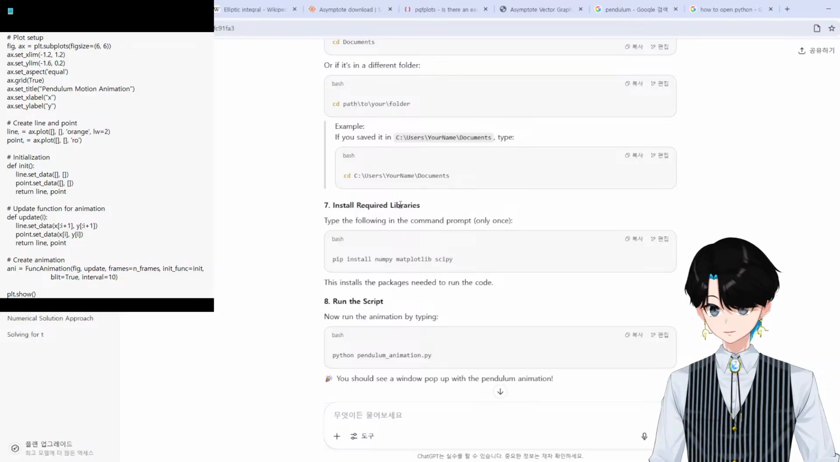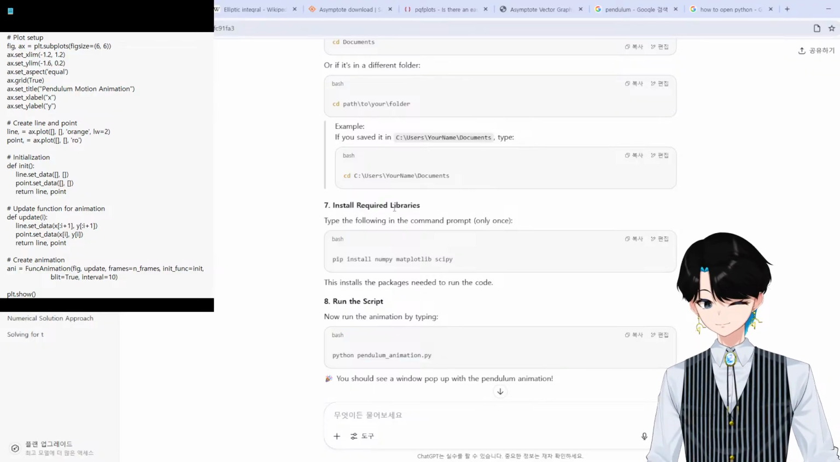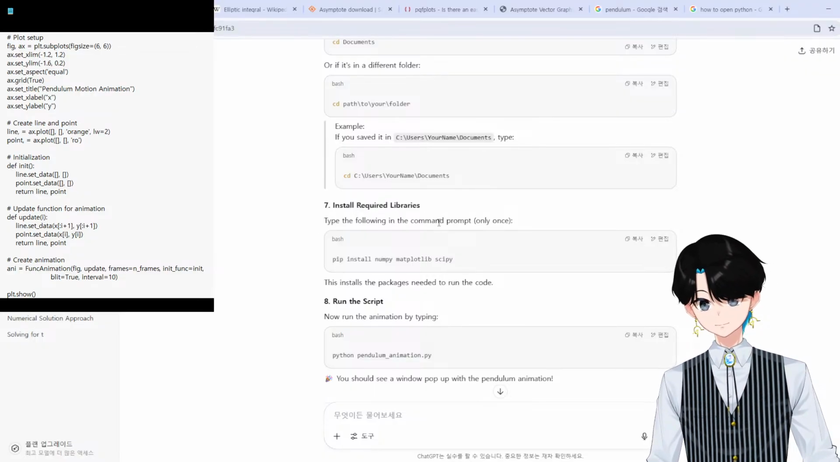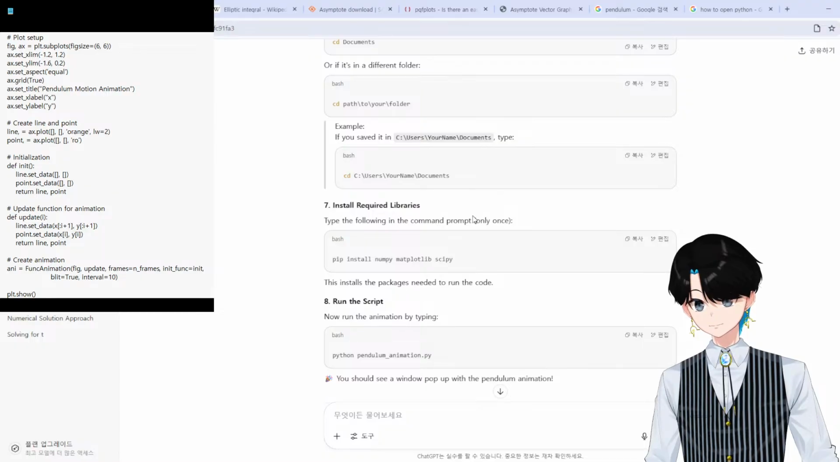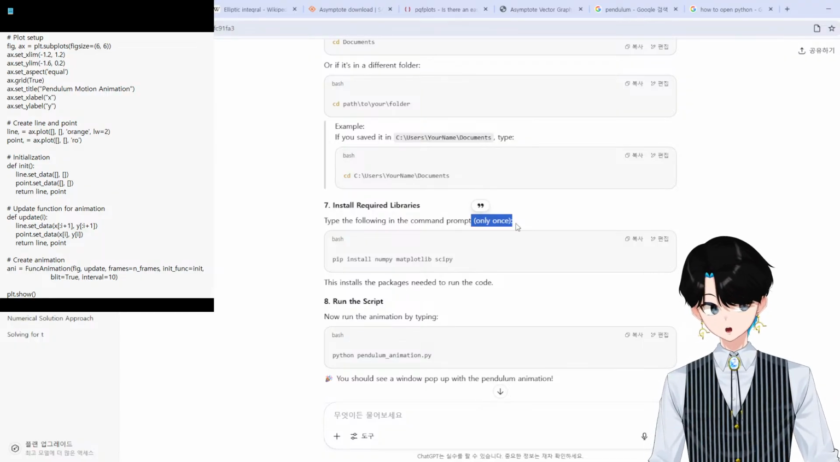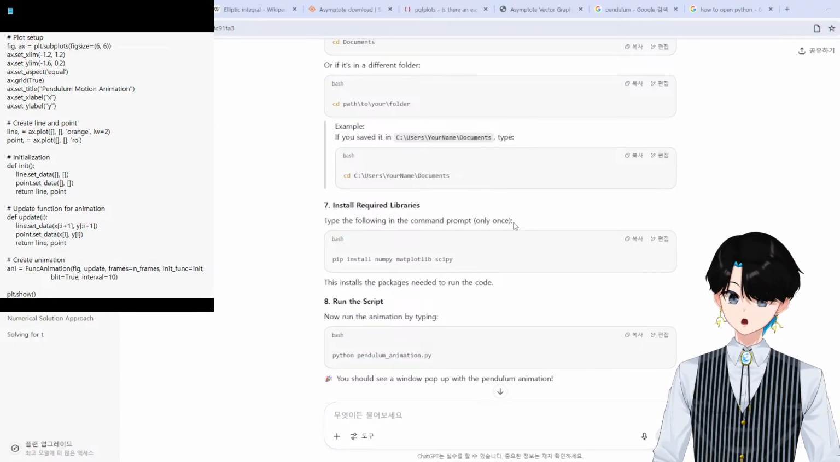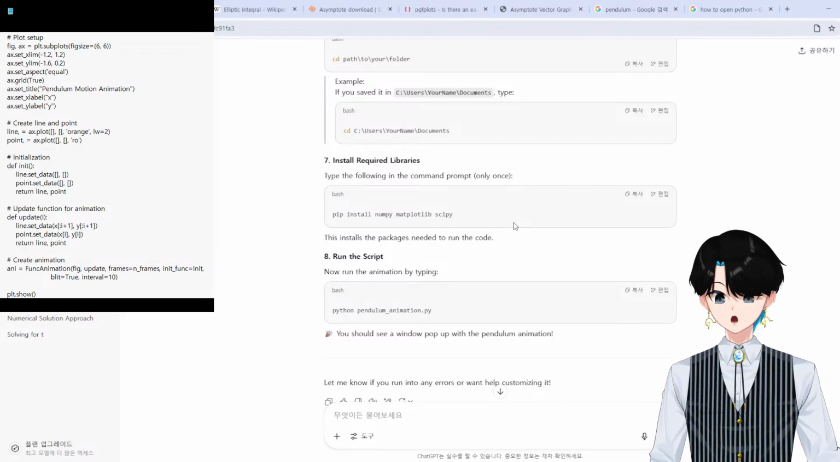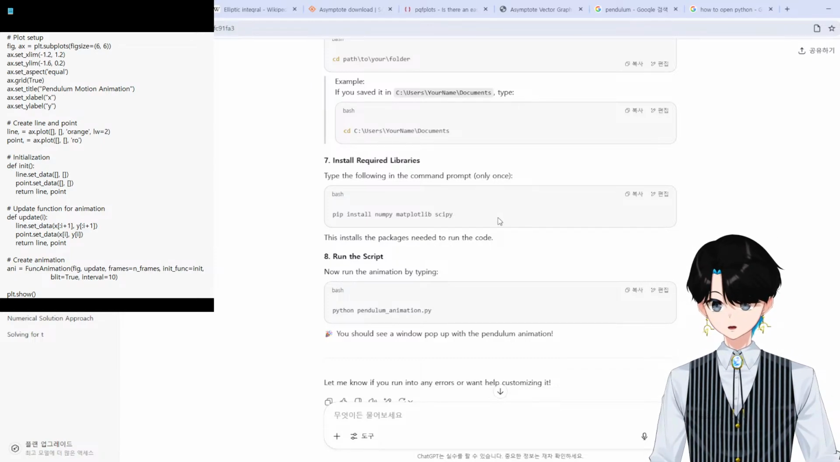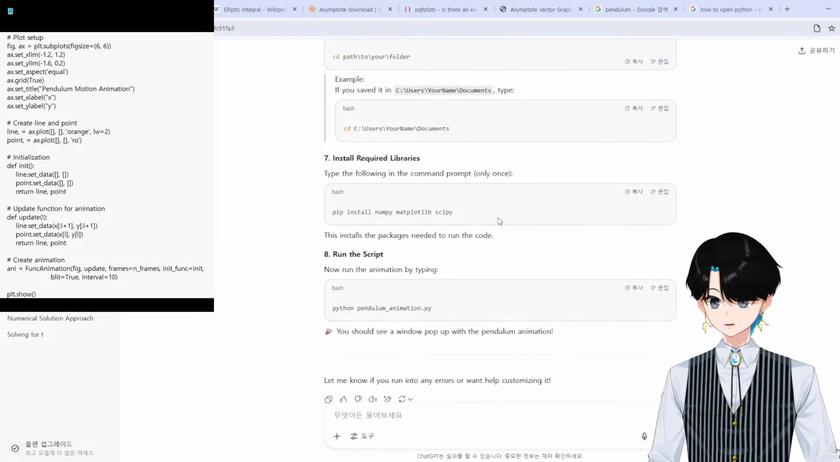Fuck that. Install required libraries. Type the following in the command prompt only once. Oh, only once. It's scary. What if I type it twice? Initiate system32 delete. Somebody actually has done that. I'm scared.